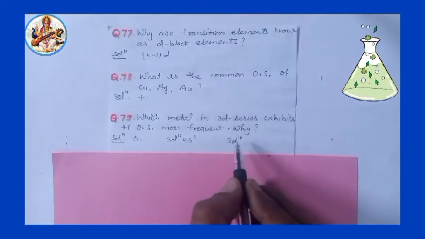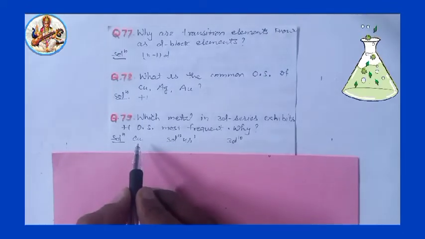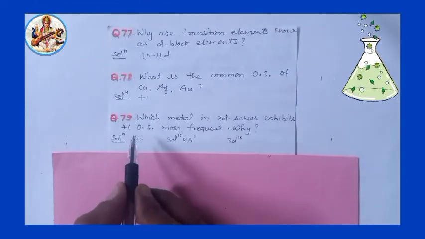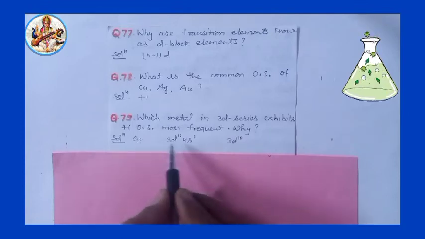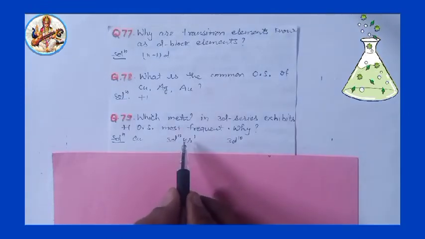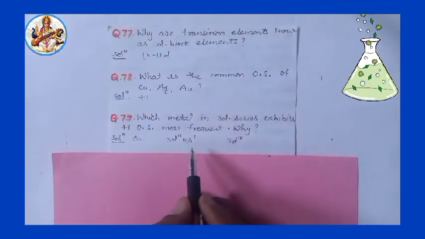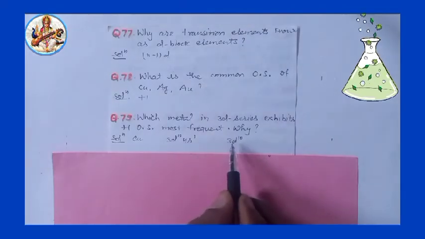3d10. I repeat, copper exhibits the +1 oxidation state because copper has 3d10 4s1 outer electronic configuration. By losing one electron, it attains the stable, completely filled 3d10 configuration.